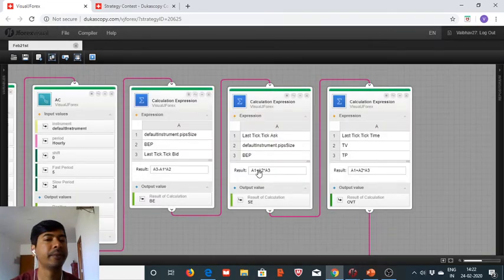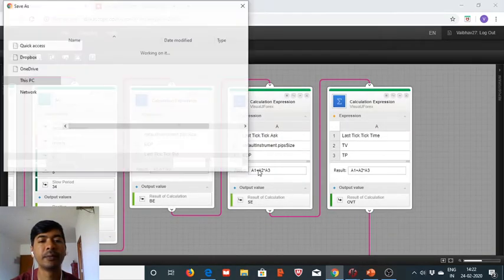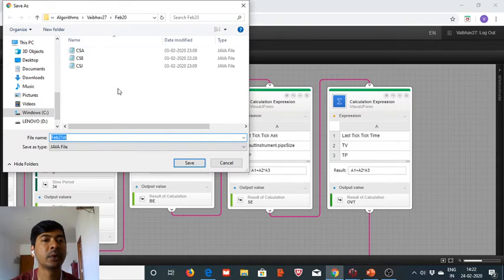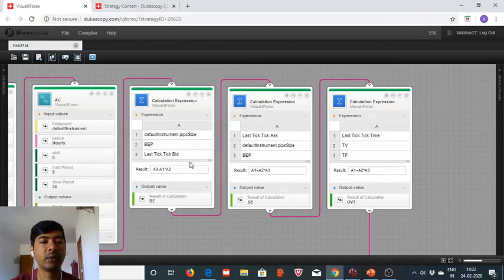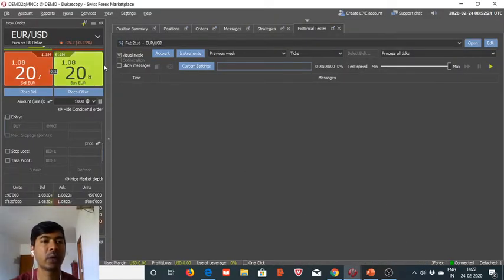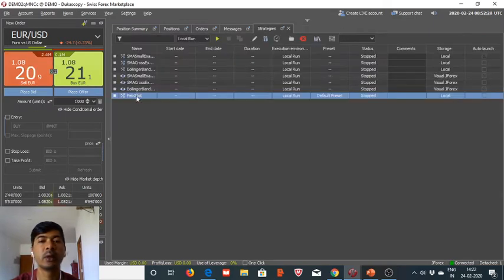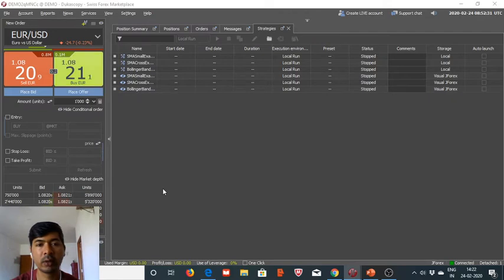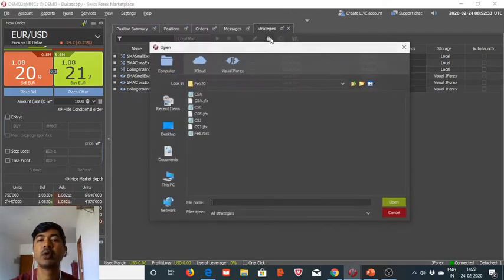Okay. This is the folder. Here we are going to save, and now we go to the demo account and we bring in, this was old version, so I will remove it and we will bring in the new version.